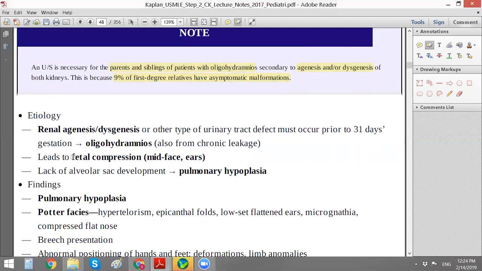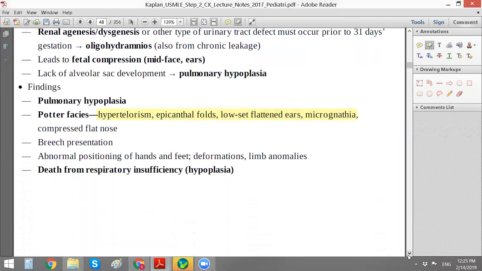Oligohydramnios, also from chronic leakage, leads to fetal compression, midface and ears, lack of alveolar sac development, pulmonary hypoplasia. Then findings are pulmonary hypoplasia, Potter facies: hypertelorism, epicanthal fold, low set flattened ears and micrognathia, and compressed flatness. Breech presentation, abnormal positioning of hands and feet, deformations, limb abnormality, death from respiratory insufficiency. Because of pulmonary hypoplasia, they will die. So this is the problem. Main thing is renal agenesis or dysgenesis that causes oligohydramnios.